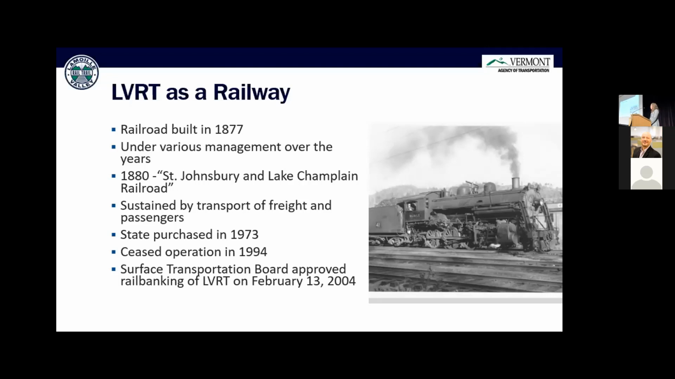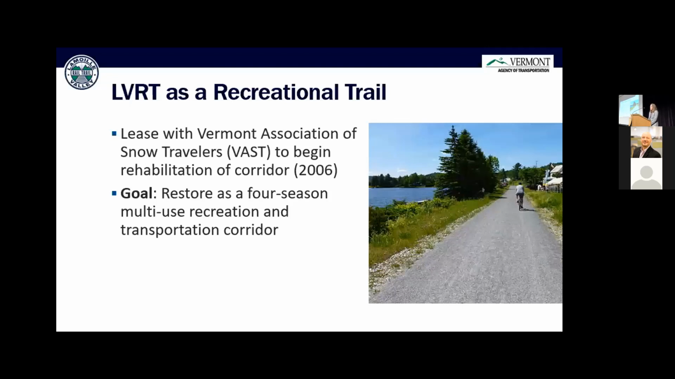The state purchased the corridor in 1973 and ceased operation in 1994. And in 2004, just about a decade later, the Surface Transportation Board approved the rail banking of the trail, meaning basically that it would preserve the corridor if it were to be used for rail purposes in the future, but allowing interim use for other activities. And the LVRT is a recreational trail.